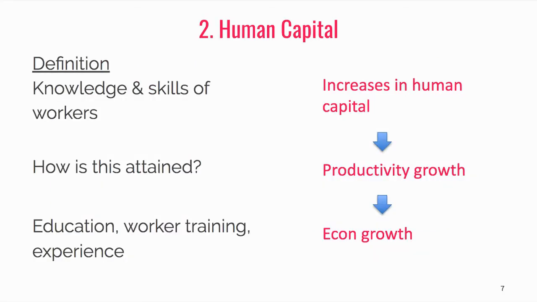Our second source is the level of human capital. It is defined by the knowledge and skills of the workforce, and it's attained through education, worker training, and experience. A great concrete example of human capital is literacy levels. Countries with higher literacy levels tend to have a more productive workforce. So basically, increases in human capital lead to an increase in productivity, which spurs economic growth.